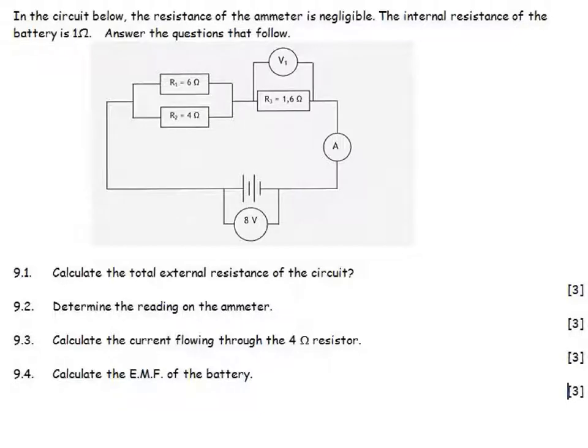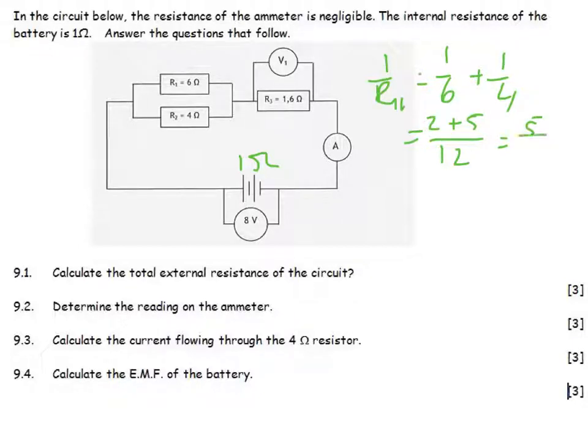Now we've got a circuit, and that circuit has 3 resistors in it. There is also an internal resistance, and they tell me that that is 1 ohm. So let's answer the questions that are there. I'm just going to put the 1 ohm in there. Calculate the total external resistance. I've got the 2 parallels. So 1 over R parallel is equal to 1 over 6 plus 1 over 4. I land up with a lowest common denominator of 12, 5 over 12, but that's not my answer. R parallel is equal to 12 over 5, which is 2,4 ohms.